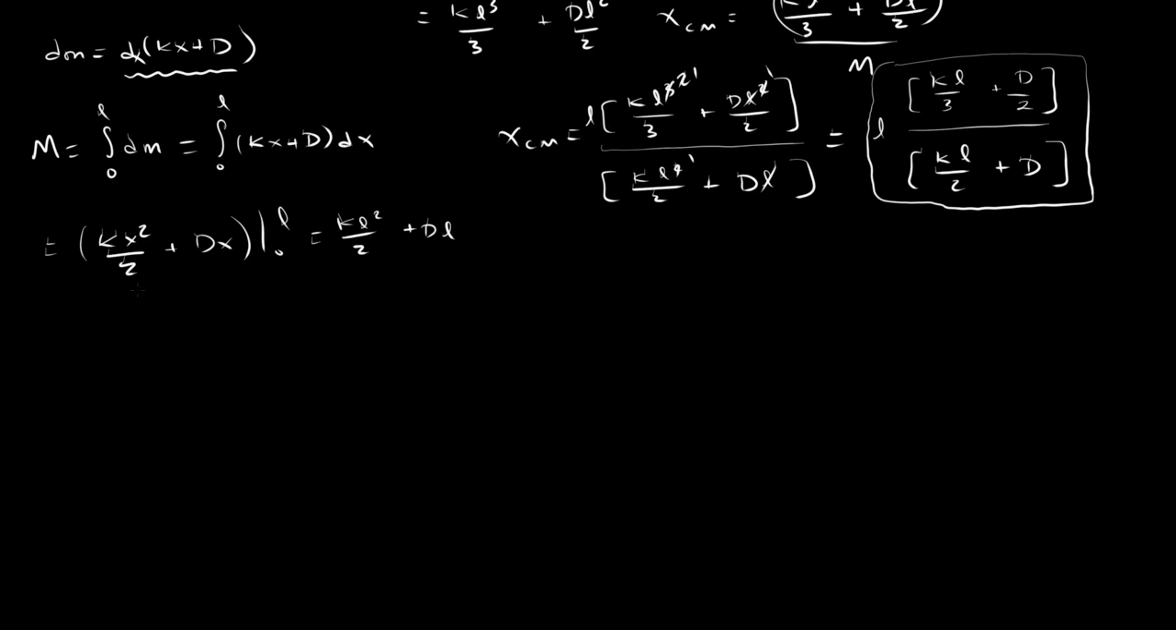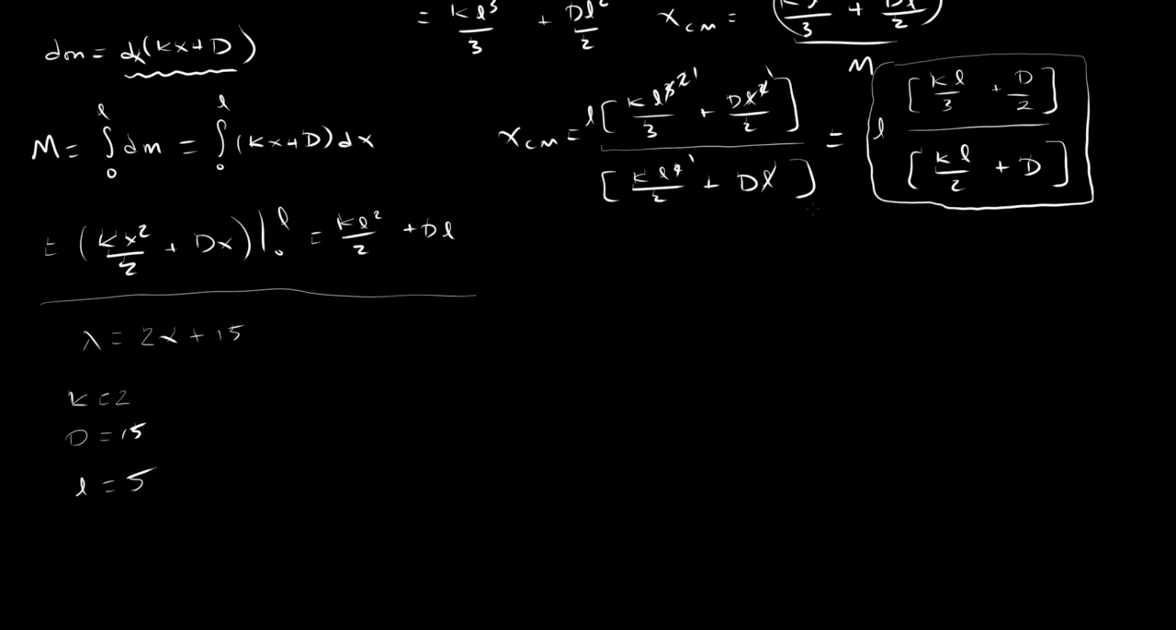Let's say that in the problem it said that the linear mass density was, let's say K was equal to 2 and D was equal to, say, 15. So K is 2, D is 15, and let's say that the length of the rod was, I don't know, 5. And you wanted to calculate what the center of mass would be for a rod like that. You would have to plug in all these values for this big equation up here.